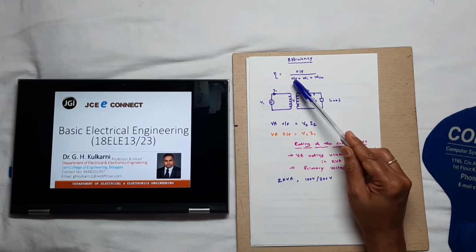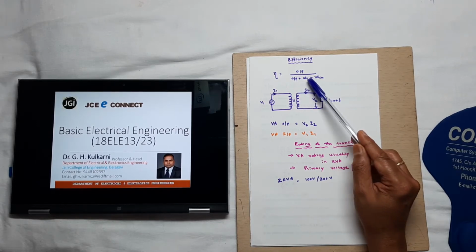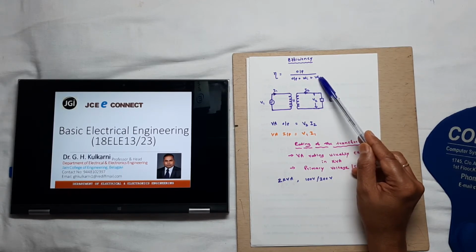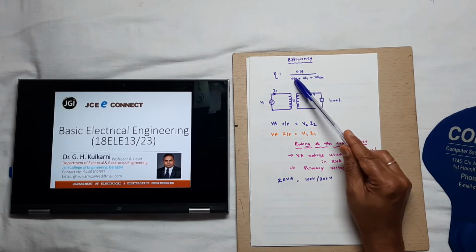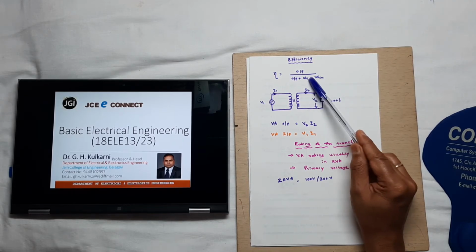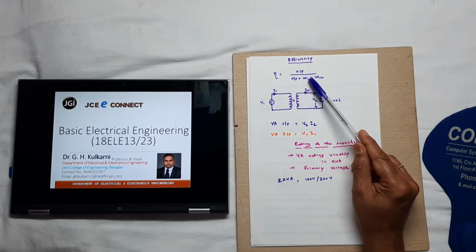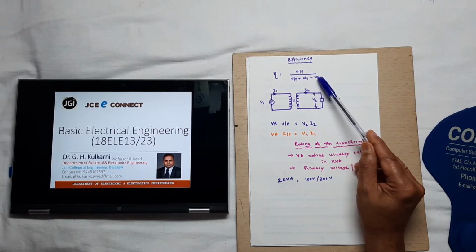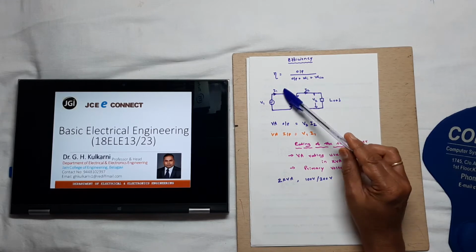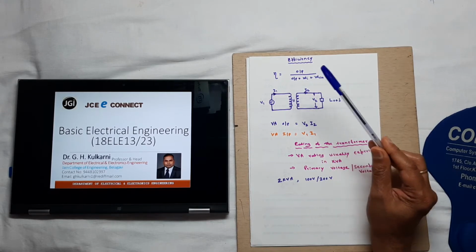Wherein, expressing the input in terms of output, there are two losses in the transformer: one is the iron loss and the other is the copper loss. That is, output plus the losses gives the input. Therefore, output by input is nothing but output divided by output plus the iron loss plus the copper loss. That is what we call the efficiency of the transformer.